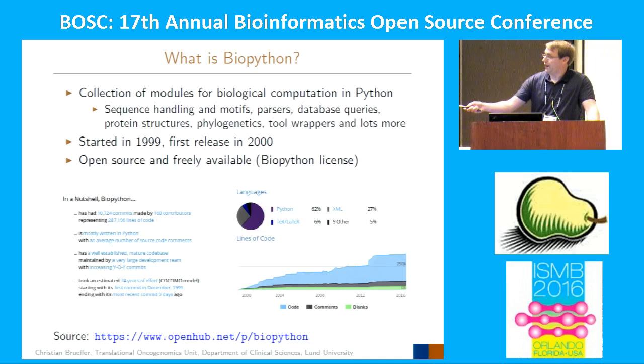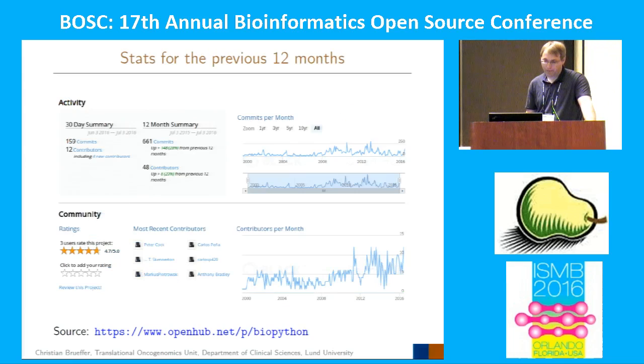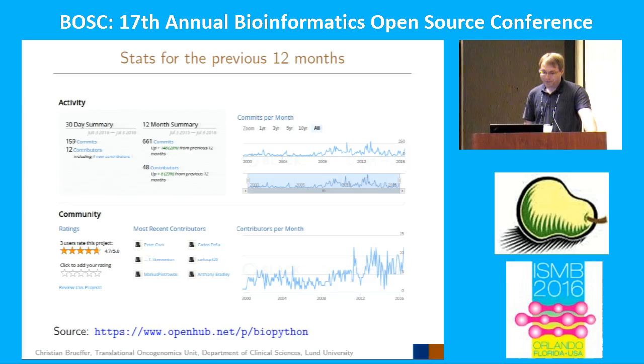And you see here how the code size has developed over the years. In the last 12 months, we had quite an increase in contributors and commits. Compared to the 12 months before that, you see a 28% increase in contributors and about 20% increase in commits, which is quite nice.